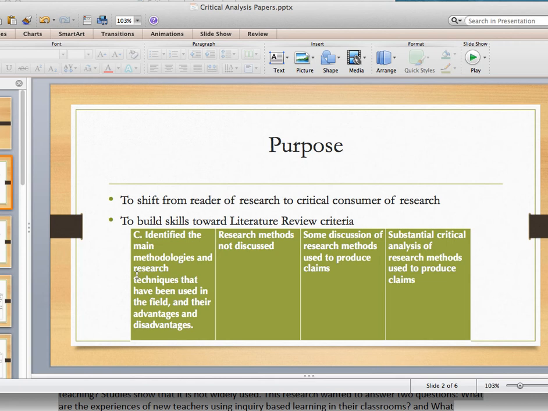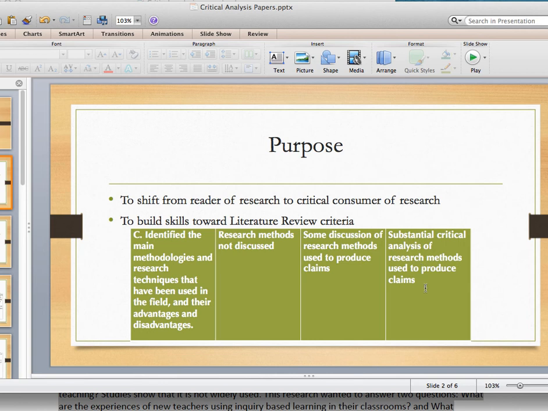And the second is that same value is a value underneath the literature review, and we think the critical analysis papers are going to help build skills towards important criteria for the literature review. Specifically, the criteria in the row about methodology. So a proficient score in your literature review means that when you write about the literature in your literature review, you're doing substantial critical analysis of research methods used to produce claims.